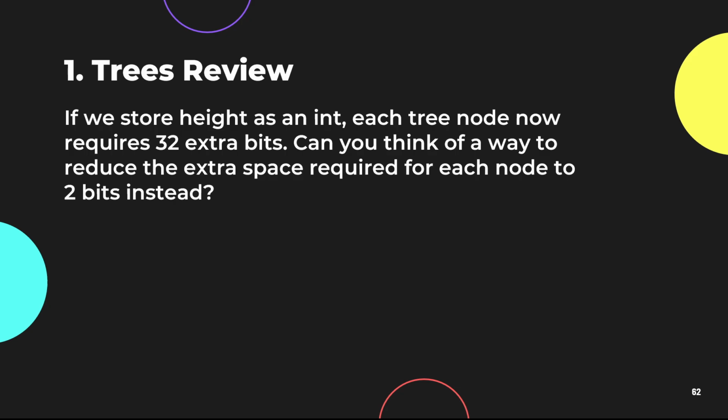You just store the number of children each node has. Number of children each node has. So that'll be 2 and 1. Or 0. That's 2 bits, right? And then how do I detect if it's not height balanced?